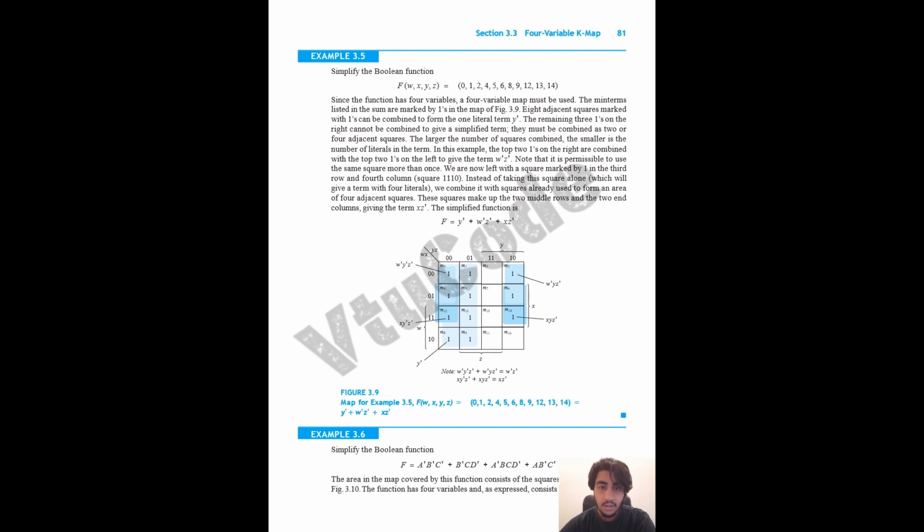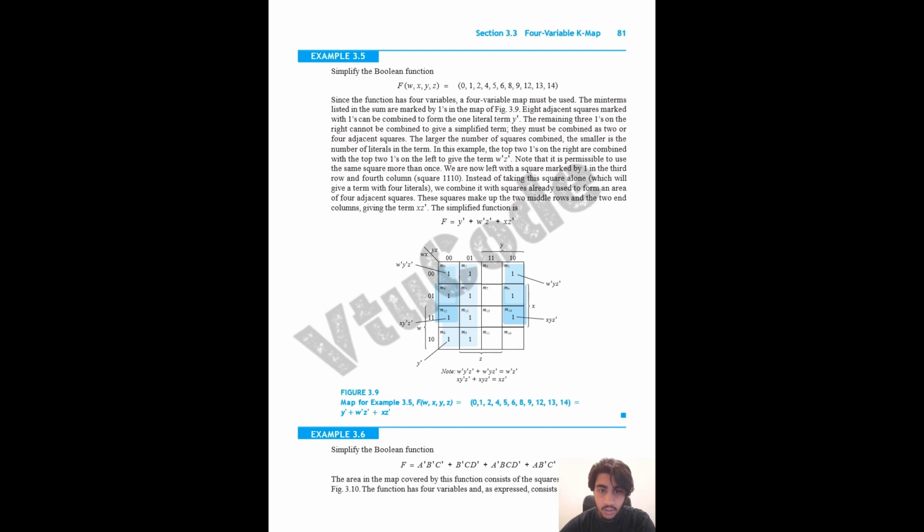expressions here. Now we try to find the quad, oct and pair. Most importance is given to the oct because it makes the equation even simpler. That's it. So we have one oct here. As I'm moving the cursor, we have one oct here.